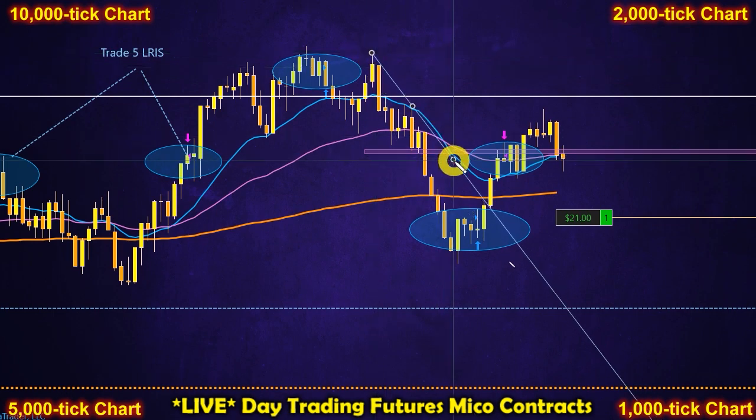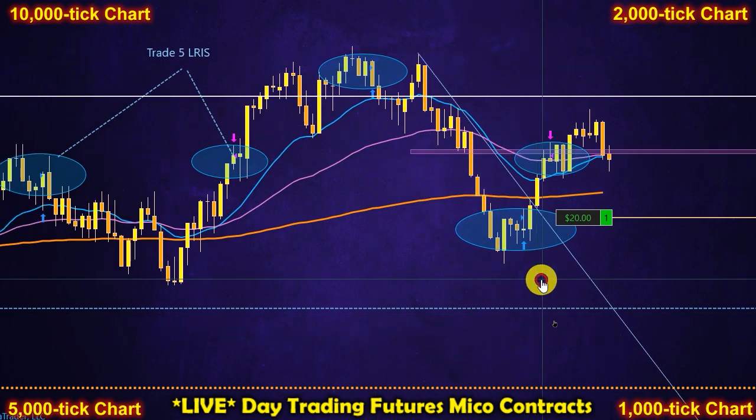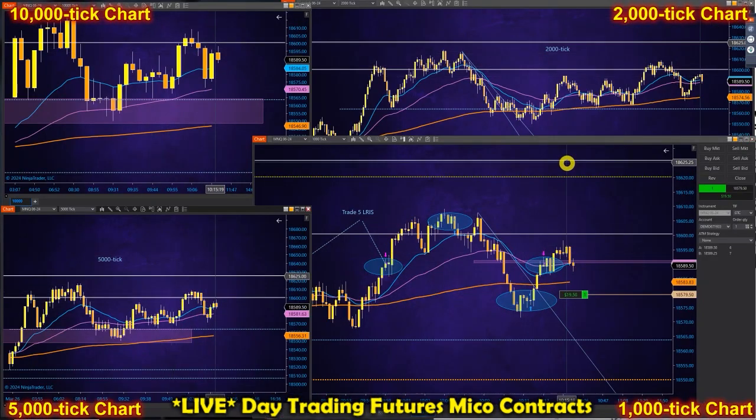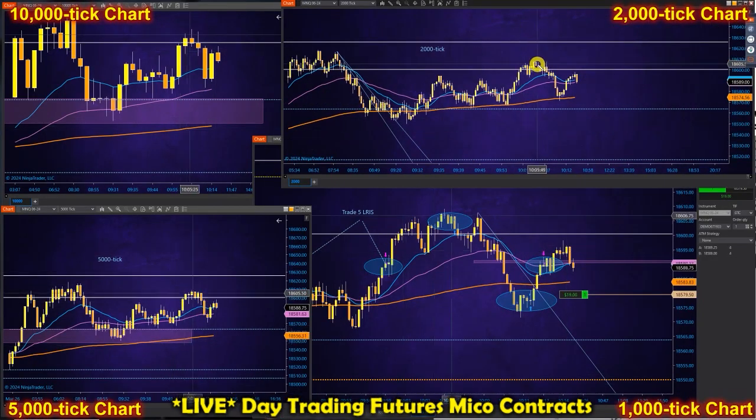Pretty nice. If we trust the higher time charts, then that's what we take right there, right? If we trust the direction that we're going in, then that's what we take. What did that look like over here on the 2000 tick chart? Pretty good. Trend line break looked really good on both those charts.